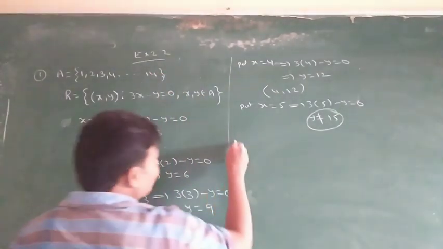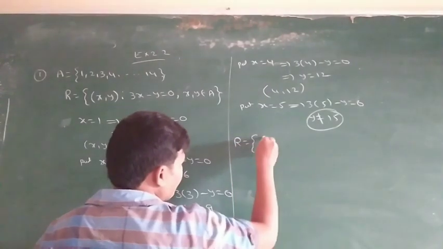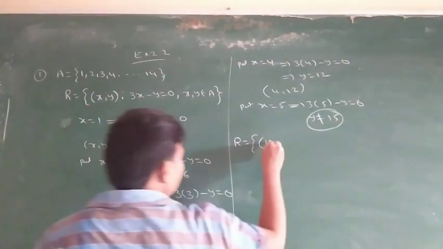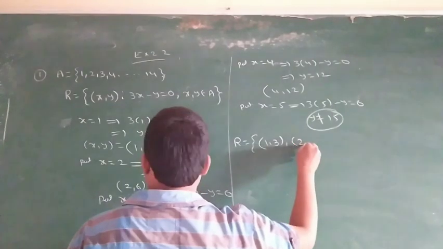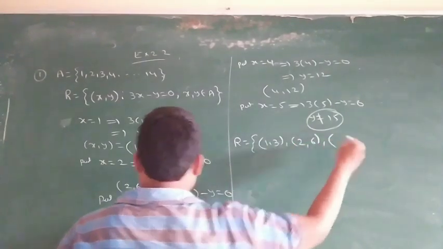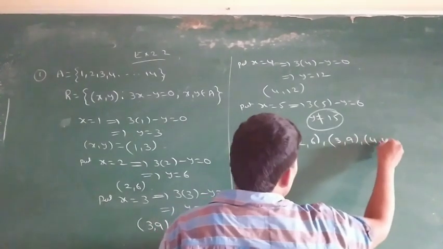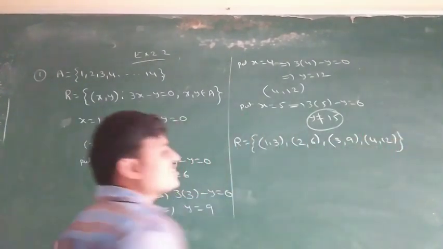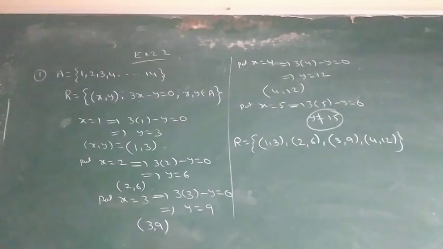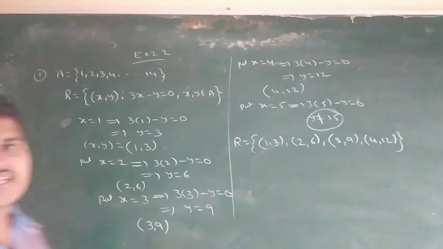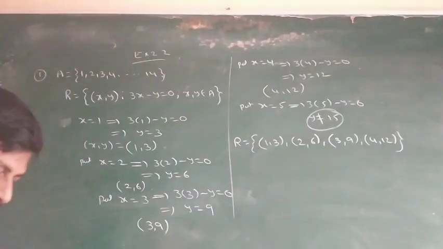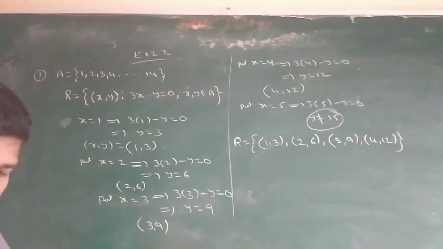So what is the relation? First we have to write the relation: 1 comma 3, 2 comma 6, 3 comma 9, 4 comma 12. This is the relation. Okay, are you clear? Relation. Okay, next question. Write down domain, codomain and range.